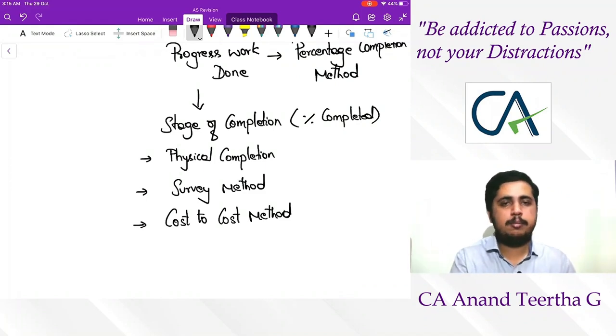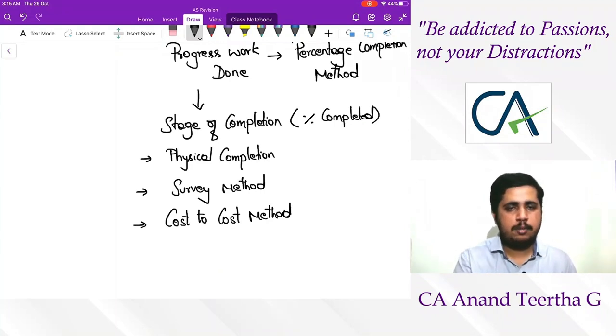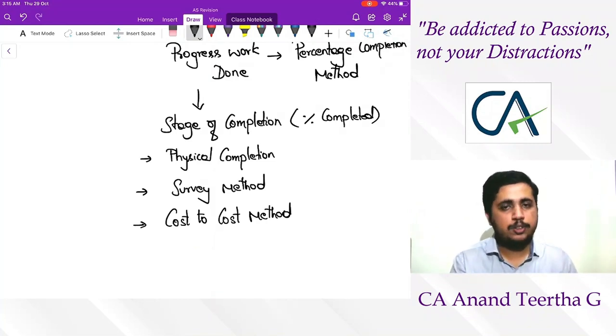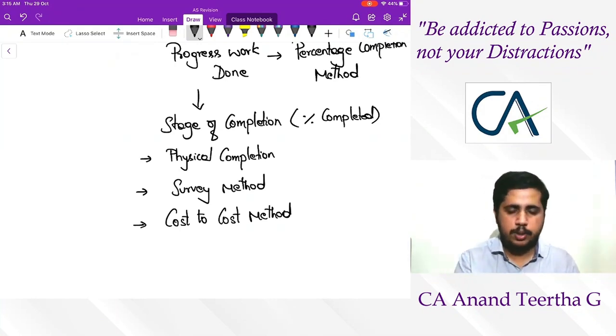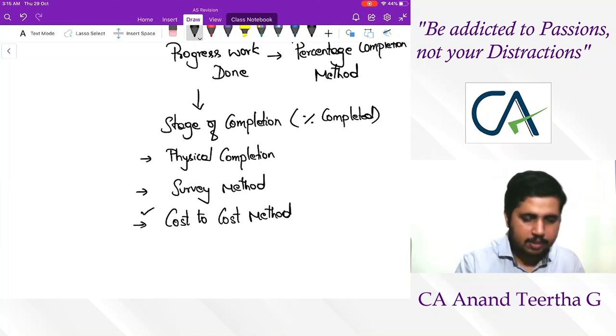Now what does the third method say? It says, of the total cost of the project, how much cost have you incurred, because you won't incur cost just like that. You will incur cost just to make sure that your project is complete. So for that reason, whatever is the total projected cost you have, of this how much is complete is said under the cost to cost method. Okay, so normally from the exam angle, the third one is followed.